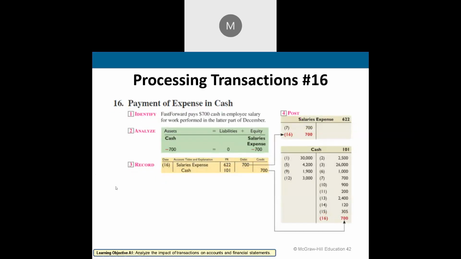Transaction 16. I'm going to pay another expense in cash. I'm going to pay my employee. That's a good idea. Pay your employees. Okay. I'm going to pay my employee $700. So I reduce $700 in cash and I increase my salaries expenses, which is an equity account. So I debit salaries expense and I credit cash and I post to my ledgers.